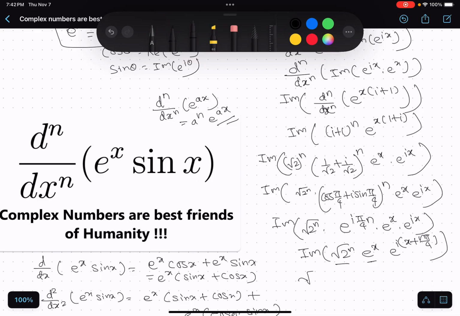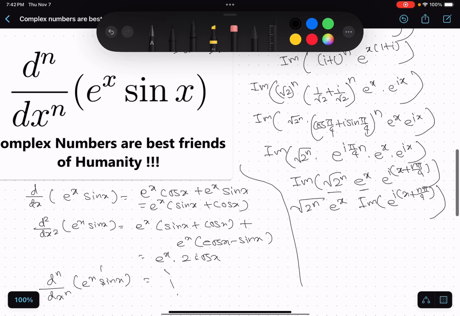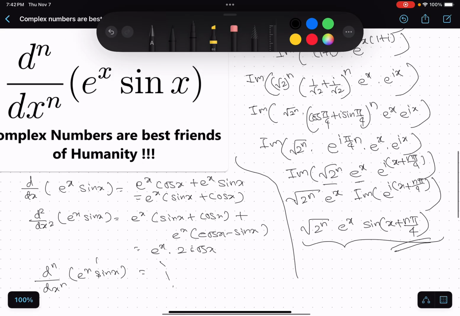And now we need to find the imaginary part of this expression, e to the power i times (x plus n pi by 4), right? Now we know that for e to the power i theta, the imaginary part is just sine theta. So for this case as well, the imaginary part will just be sine of (x plus n pi by 4). And that is the answer. See, so we got a general expression for any powers. If you want to check, then this will definitely work for any powers.